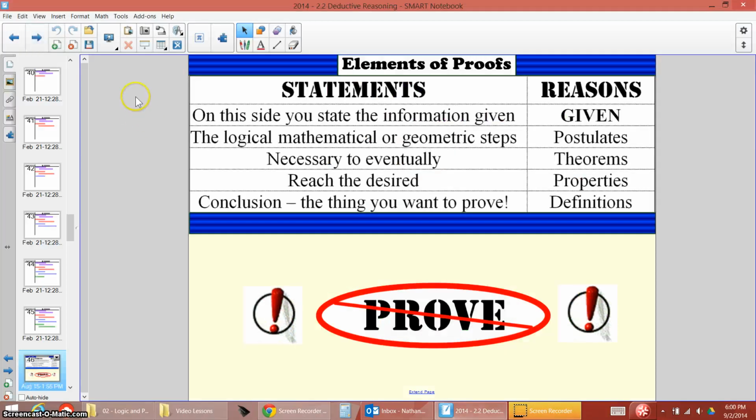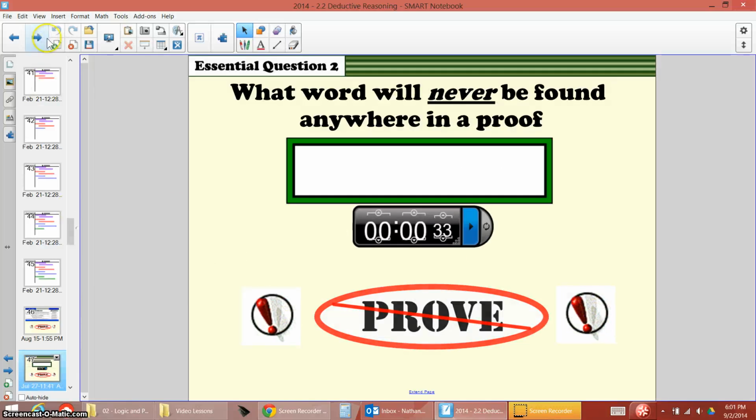Here are the elements of the proof from your notes. Same kind of idea. The basic concept you need to understand is the first statement will always be your given, and the reason will always be given. And the bottom left will always be your conclusion, the thing you want to prove. Okay, we're going to do this step by step, and you'll see some examples.